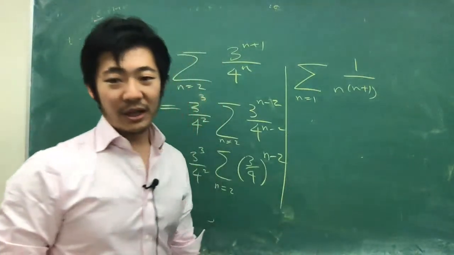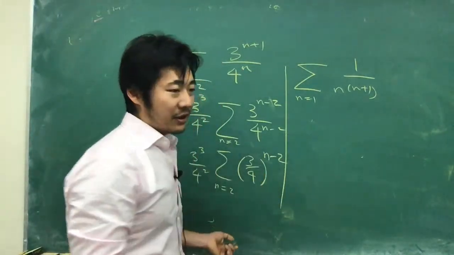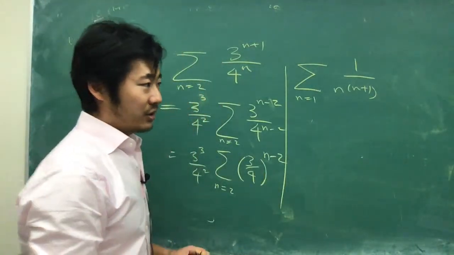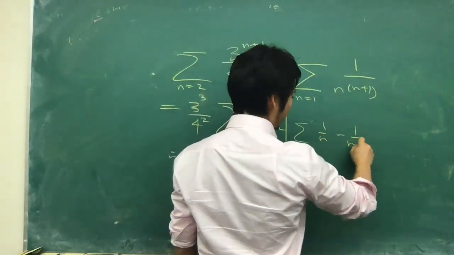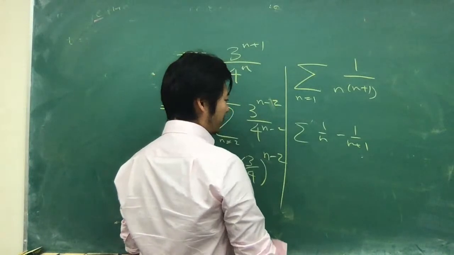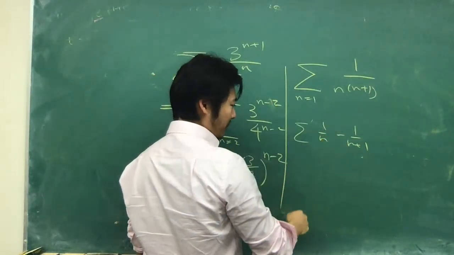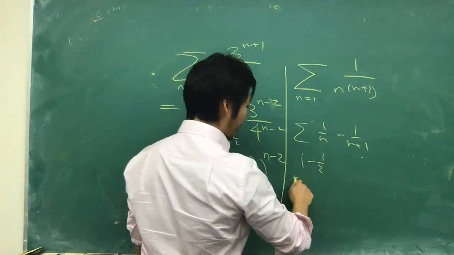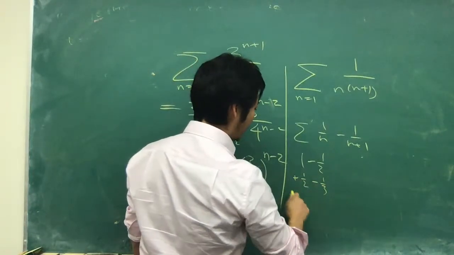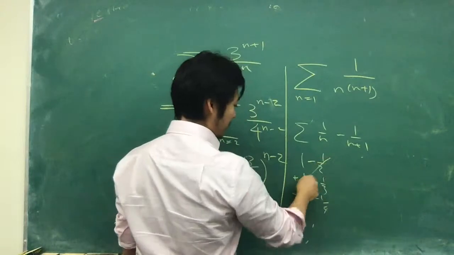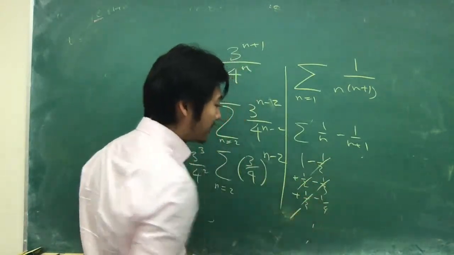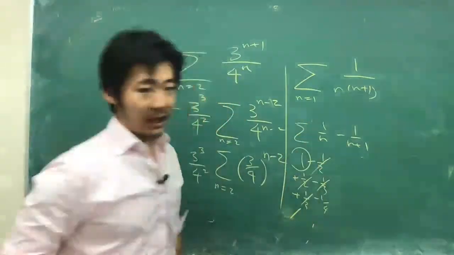It's a telescoping series. So you first do the partial fractions, and then your middle terms cancel. So you end up with something like 1 over n minus 1 over n plus 1 or something like that. And so then you just write out the first couple of terms: 1 minus 1/2 plus 1/2 minus 1/3 plus 1/3 minus 1/4, etc. So you see that these middle terms cancel out. And so whatever you have left over is your sum.